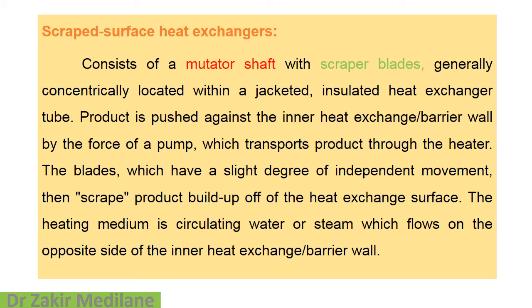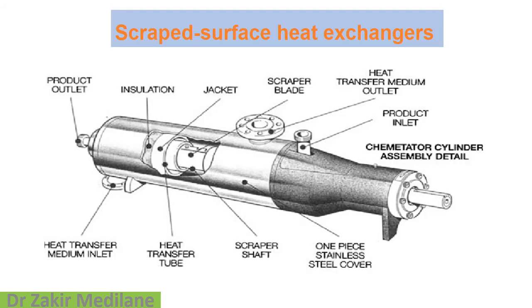which transports the product to the heaters. The blades, which have a slight degree of independent movement, then scrape product buildup off the heat exchange surface. The heating medium is circulating water or steam, which flows on the opposite side of the inner heat exchange or barrier wall. So if you want to understand much better, the best option is to see the image. This is the image for the scraped surface heat exchanger.